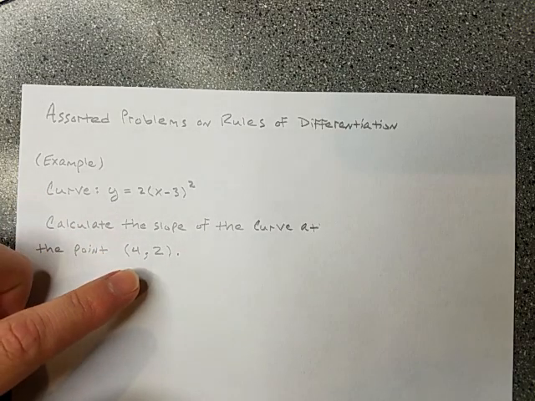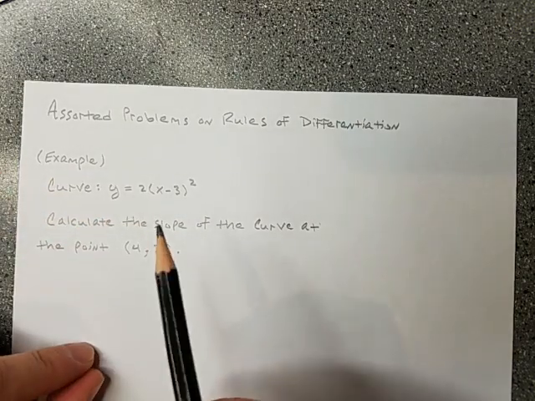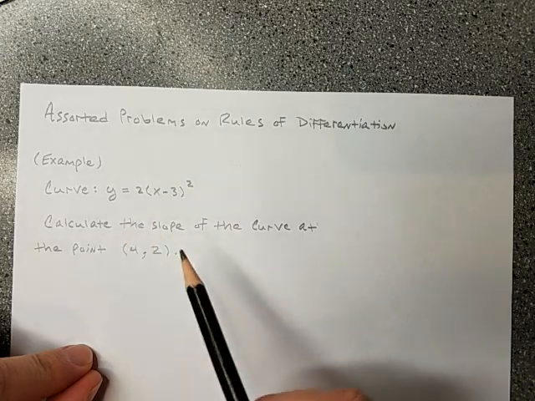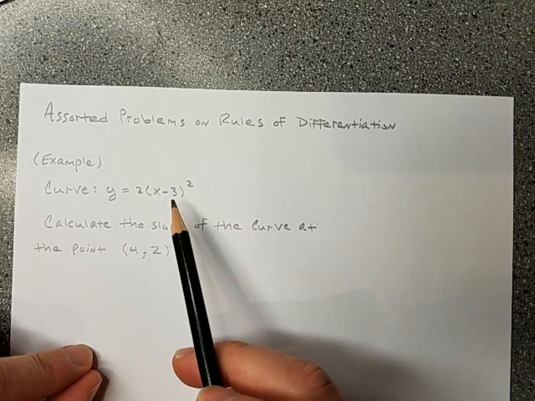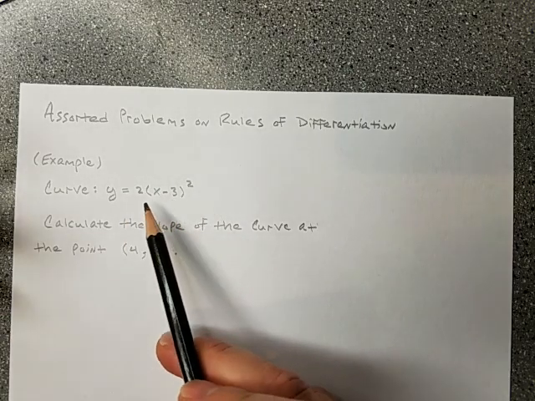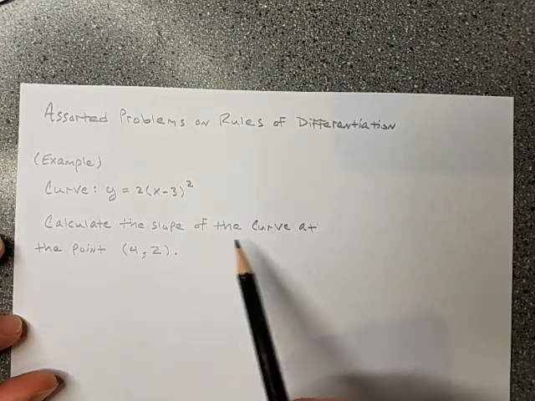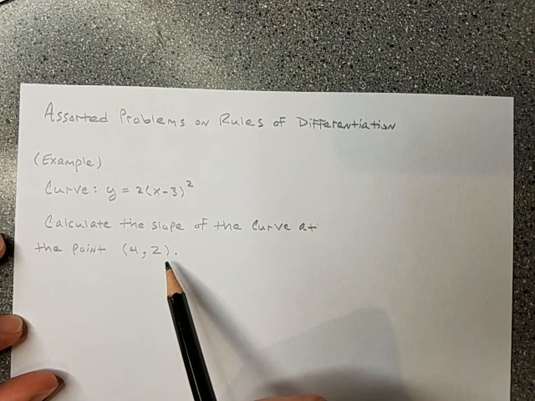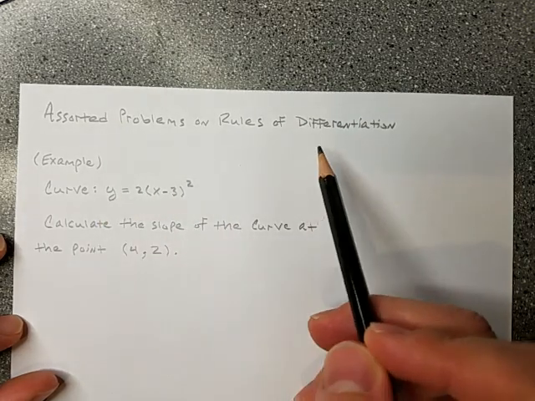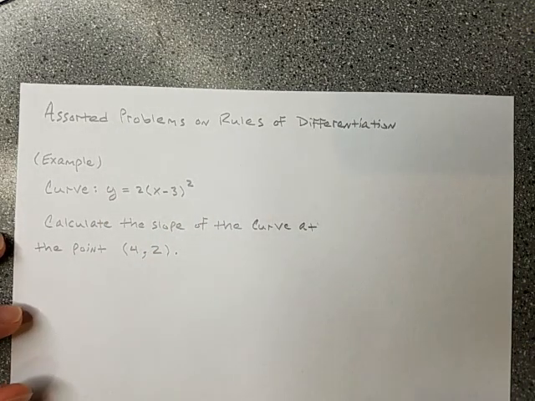And all right, we can see that point's on the curve, isn't it? If you put 4 for x, you get 2 for y. Let's see, 4 minus 3, that's 1. Squared is 1, times 2 is 2. So that point's definitely on there. So we can calculate the slope of the curve at that point. And the thing that does that is the derivative. We just need to find y prime.